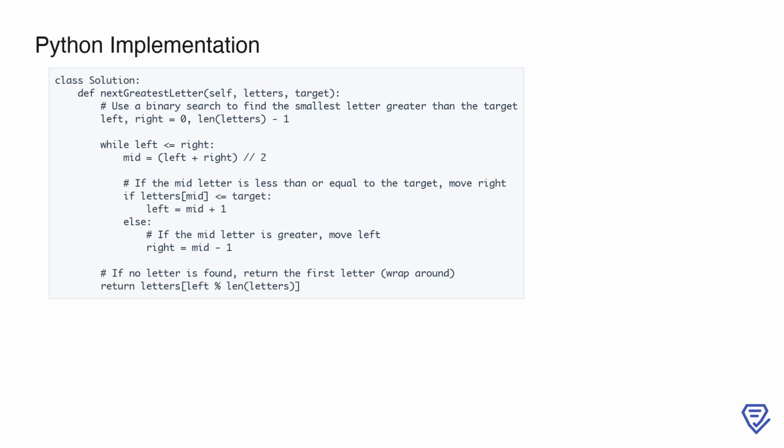Complexity analysis. Time complexity. The binary search runs in O(log n), where n is the size of the letters array. Space complexity. The function operates with O(1) additional space since no extra data structures are used. This implementation is efficient and adheres to the constraints of the problem, making it suitable for production use.